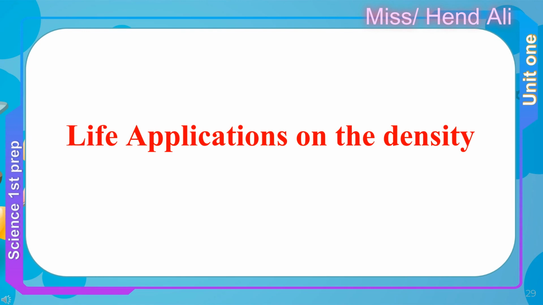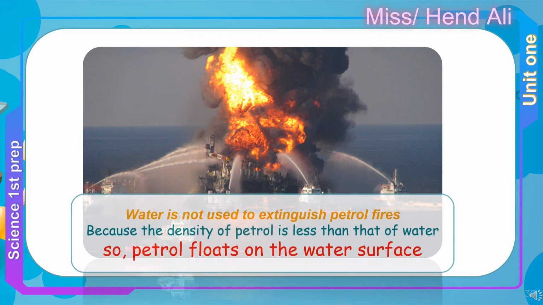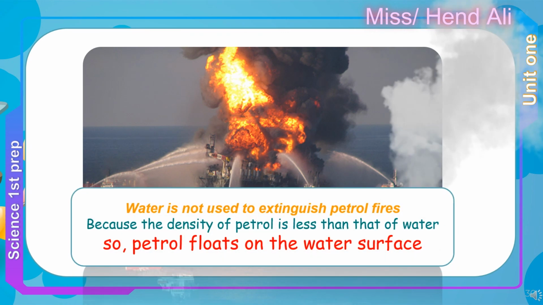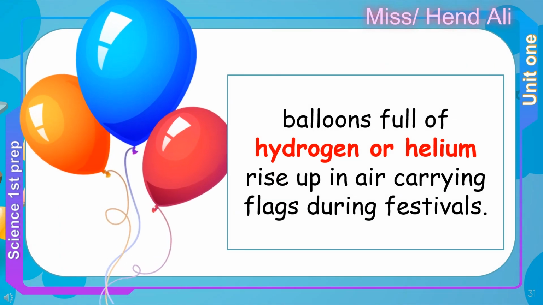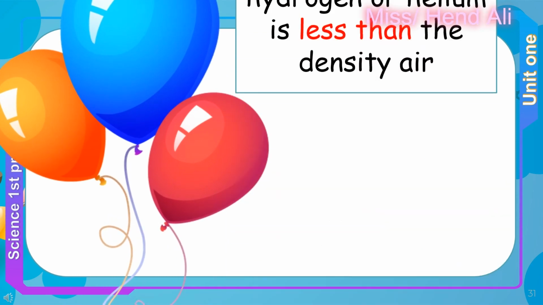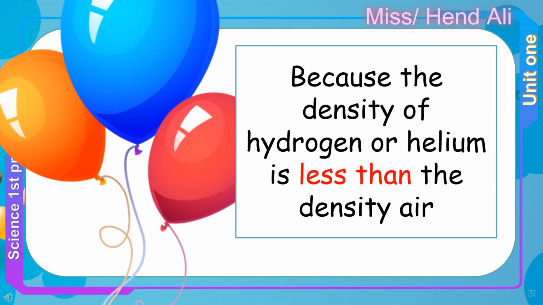Now let's talk about some life applications on density. You may ask yourself why water is not used to extinguish petrol fires, because the density of petrol is less than the density of water. So petrol floats on the water surface. You may ask yourself, why helium and hydrogen balloons rise up in the air? Because the density of hydrogen and helium is less than the density of air.